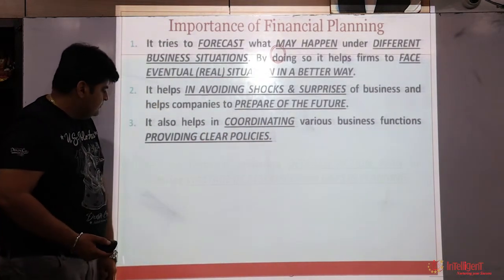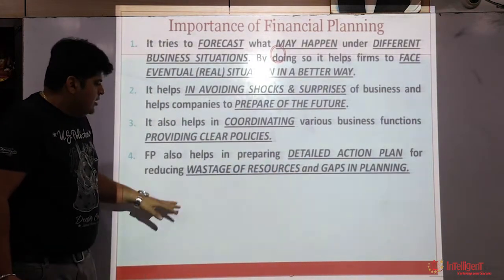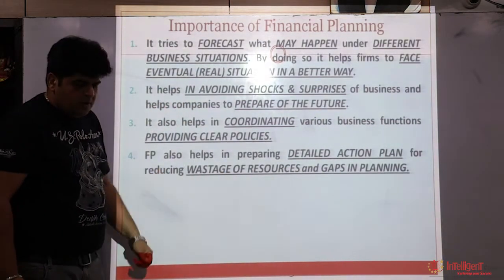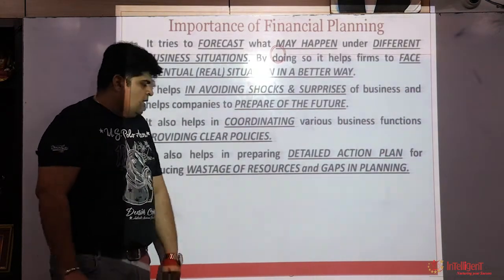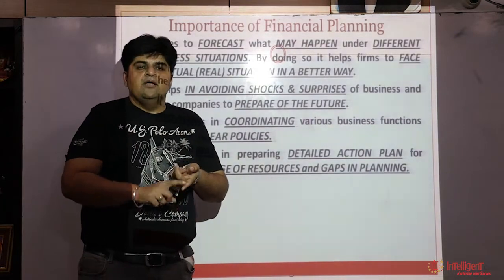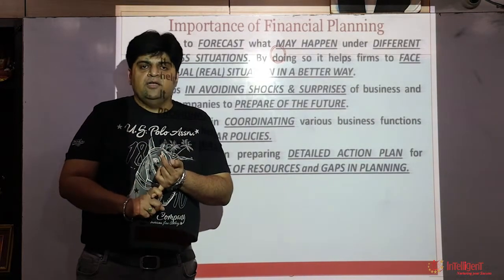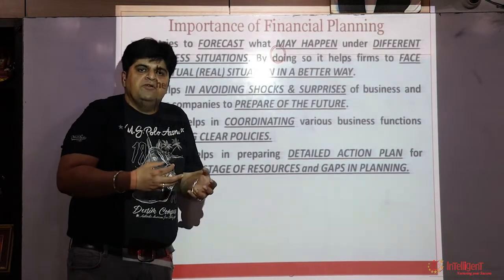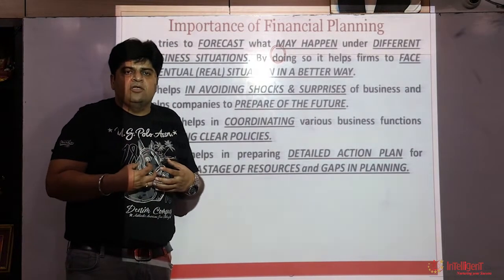Cruising towards the fourth one, financial planning also helps in preparing a detailed action plan so that wastage of resources and gaps in planning can be reduced. So what do I mean by wastage of resources and gaps in planning? My dear friend, every organization has certain resources. Money resources are there, men resources are there, material resources are there, machinery based resources are there. Now, no organization will be willing to waste these resources. As we don't waste food at our home or outside, similarly an organization is also always worried about its resources.